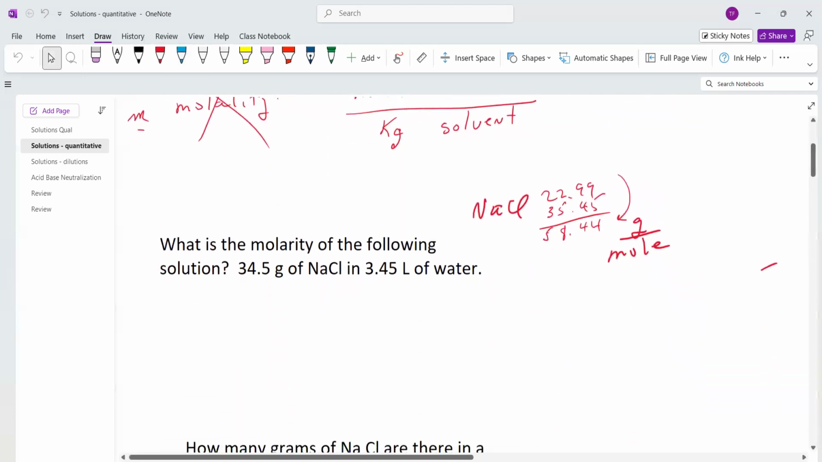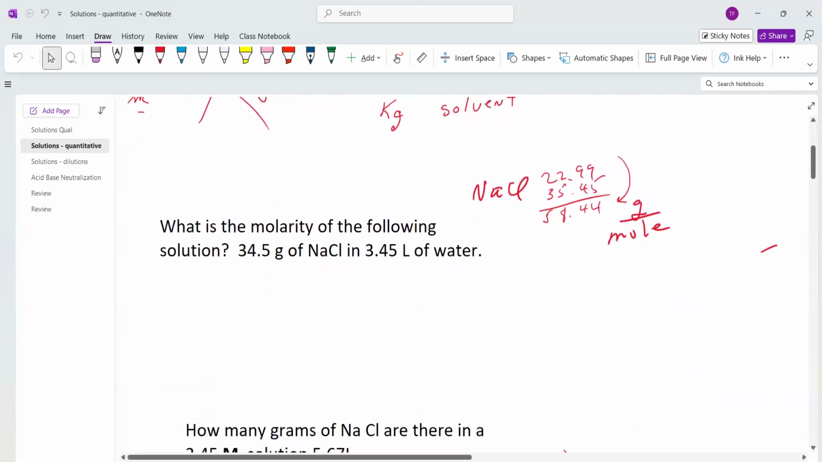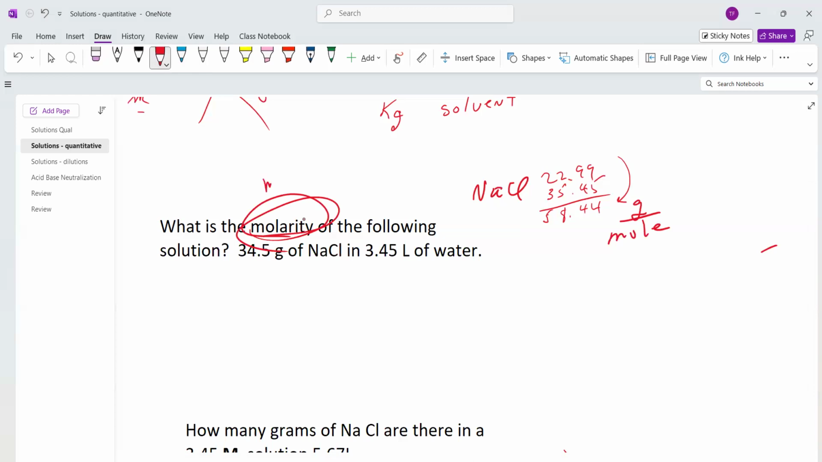Okay, so what's the molarity of the following solution? We throw in 34.5 grams of sodium chloride and 3.45 liters of water. Okay, so molarity again. And we don't have moles, we have grams. So we've got to convert grams to moles, and put that over a liter.